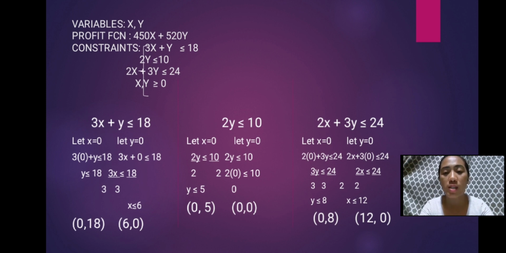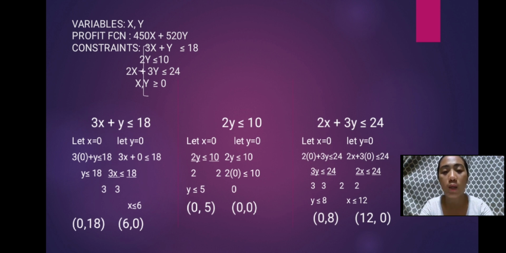So the last one, which is finishing labor, we have 2x plus 3y greater than or equal to 24. So we let x equal 0. 2 times 0 plus 3y greater than or equal to 24. So the remaining is 3y greater than or equal to 24. To remove 3, we need to divide both sides by 3. So 3y over 3 greater than or equal to 24 over 3. So the answer is y greater than or equal to 8.